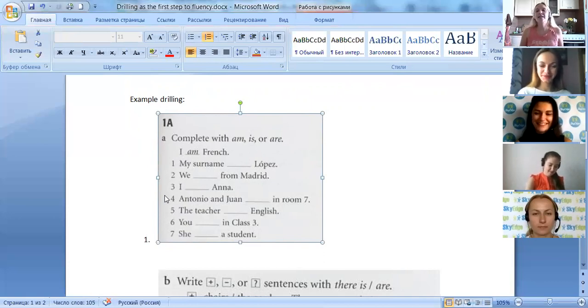Okay. Now, I say one word. You remember a sentence. Lopez. My surname's Lopez. Good. Okay. Madrid. I'm from Madrid. And I and my husband and my brother. We are from Madrid. Good. Anna. I'm Anna.